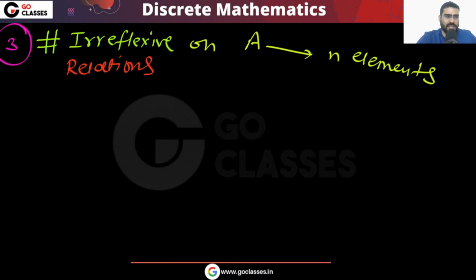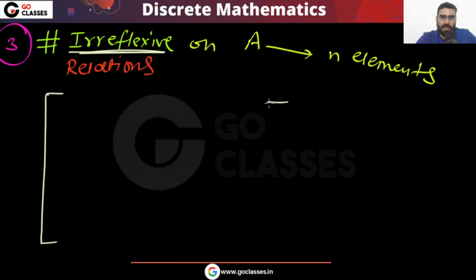How many irreflexive relations are there? What will be the number of irreflexive relations? Again, the same method, because irreflexive means on the main diagonal you have all zeros. Irreflexive means no element is related to itself. No element should be related to itself.